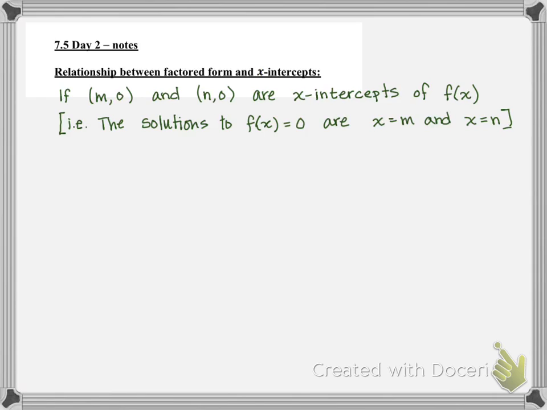So we could give you that information in one of two ways, right? We could say the solutions are m and n, or we could say the x-intercepts are (m, 0) and (n, 0), and those both say the same thing. So if that's the case, then f of x equals a times x minus m times x minus n. So we can write the function in factored form if we know what the x-intercepts are. We need another point to figure out what a is, but we can at least get the two factors from our x-intercepts.